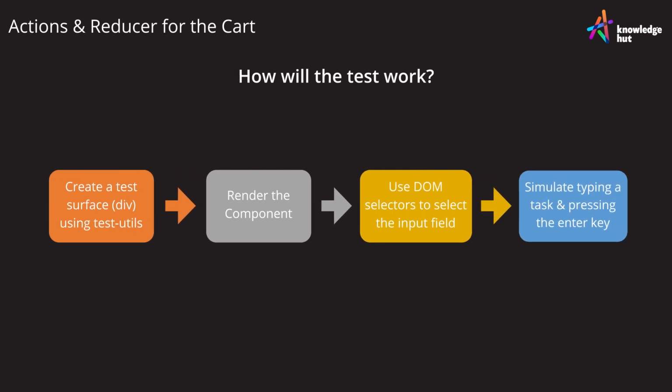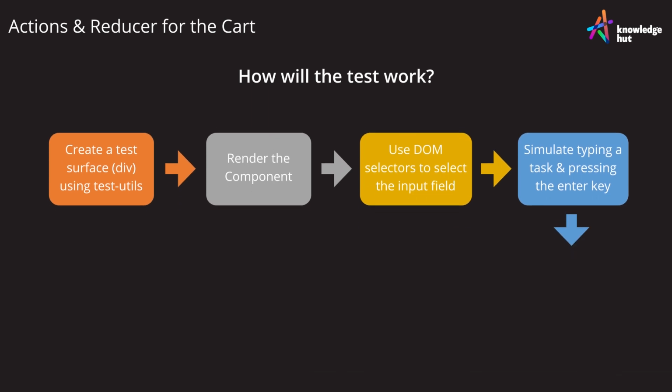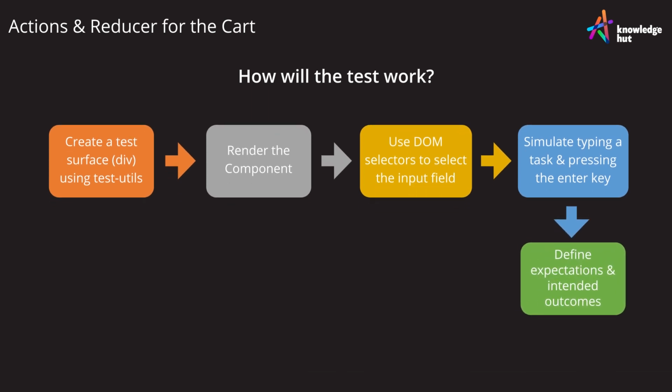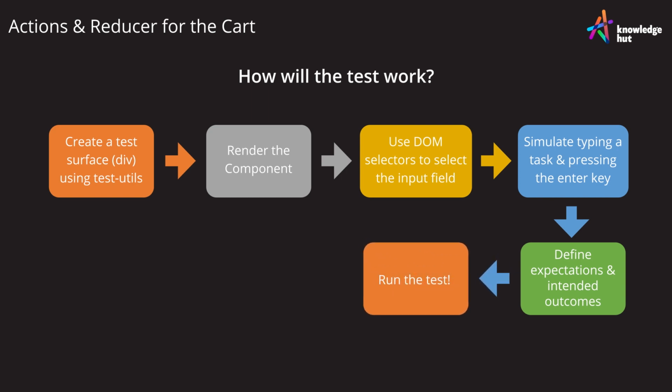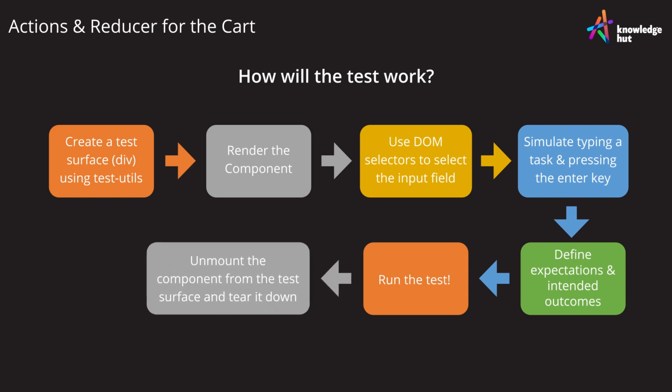Next, we'll simulate typing in some text and pressing enter. At this point, we will be able to run through our expectations and their outcomes to see if the component behaved as intended. If it does, our tests pass, or else they fail. At the end of every single test, the simulated test surface has to be torn down and removed from memory. With this understanding, let's proceed to write the test suite.